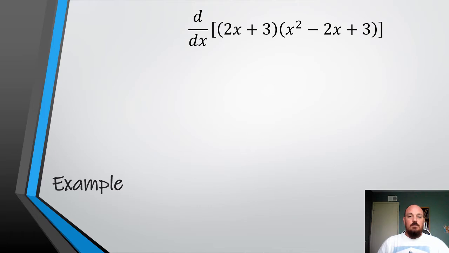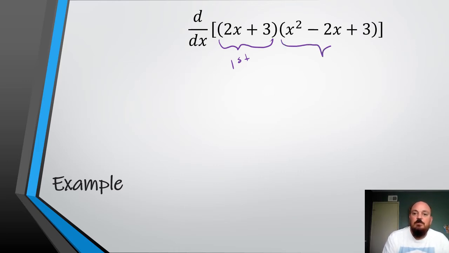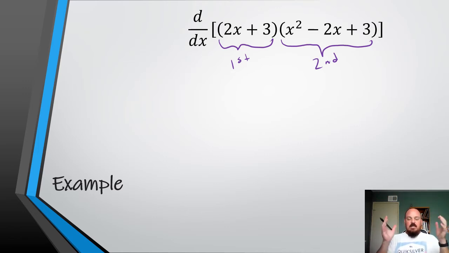So let's try one out. You look at this question and right away, hopefully you notice that this is a product rule question because it's a product. I'm asking you to take the derivative of two separate things in parentheses that are being multiplied together. So I'm going to think of it like this. The 2x plus 3, let's think of that as our first function. And then the x squared minus 2x plus 3, I'm going to think of as my second function. And it's a product. It's first times second.